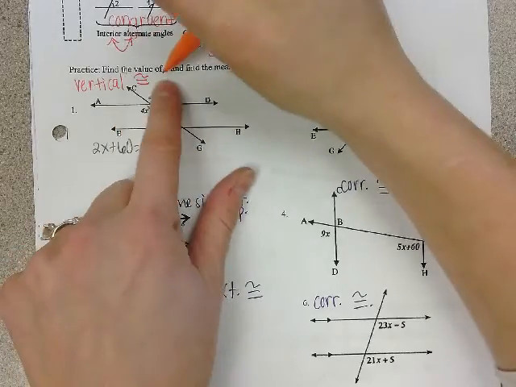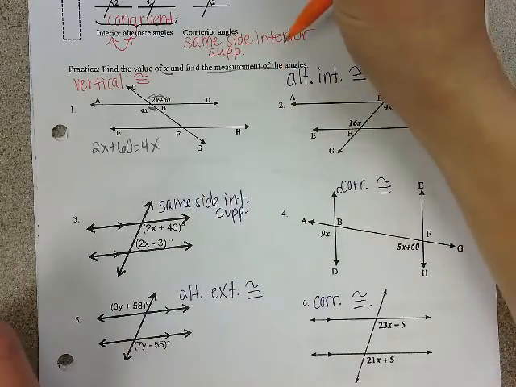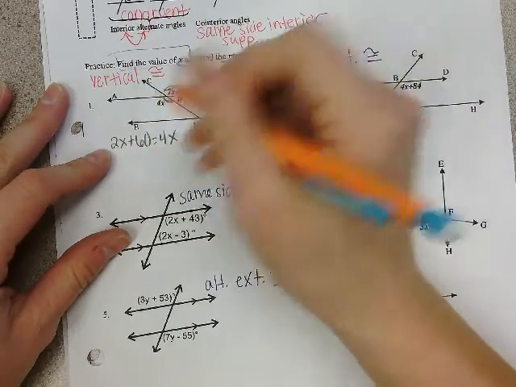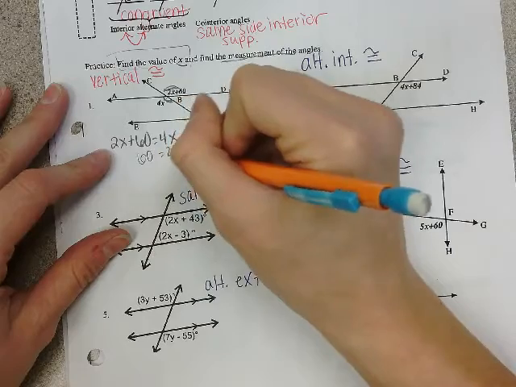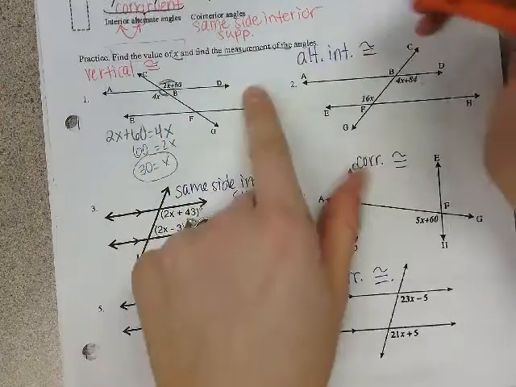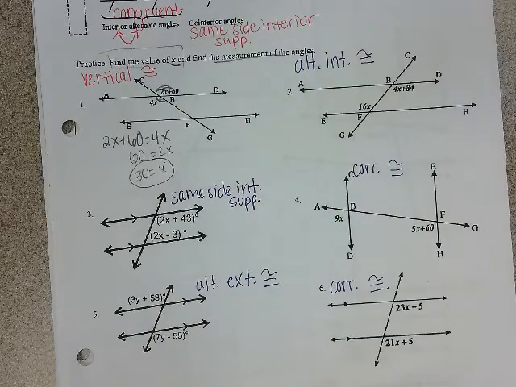So it says find the value of x and then find the measurement. Okay, so let's find the value of x. That's the first part. So subtract 2x from both sides. I get x equals 30. Okay, then it says find the measurement. So how would I do that when I know x?